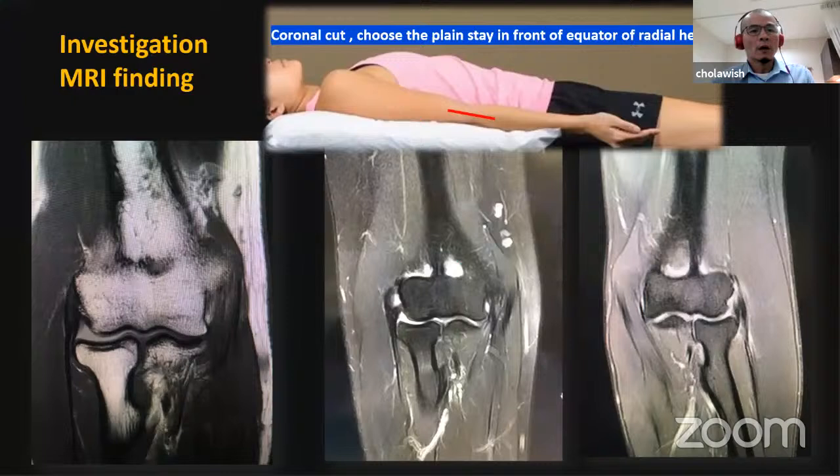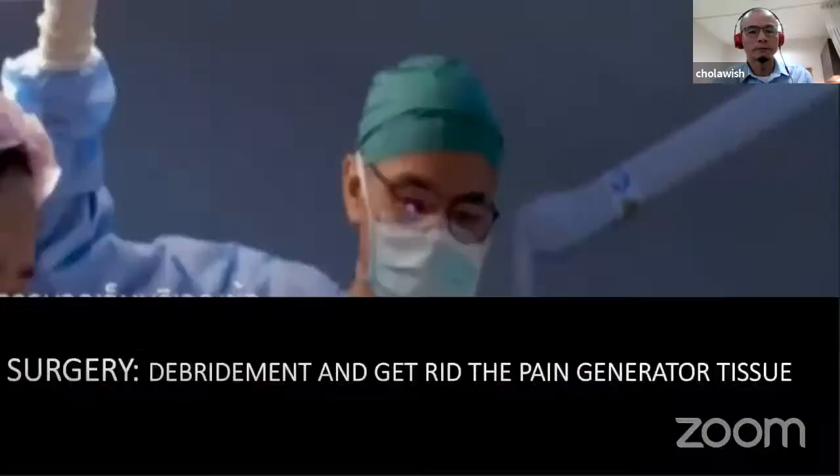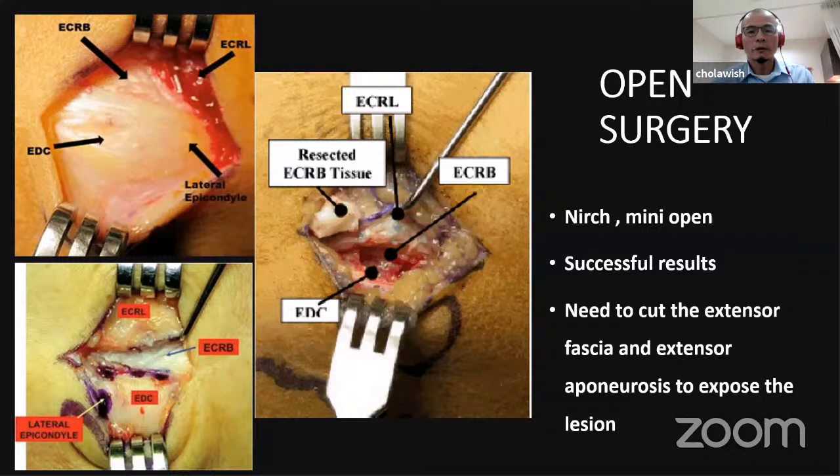For investigation, I use the MRI, same as Professor Park said. I use a coronal cut and look for the pain that is in front of the gutter of the radial head, which corresponds to the ECRB area. The surgery key is debridement and stimulating the pain-generating tissue. Professor Park talked about Nirschl's operation already, right? They showed a successful result. But the only bad thing is that we need to cut the good tissue to expose the degenerated tissue.